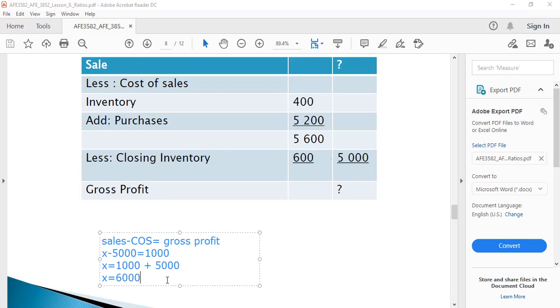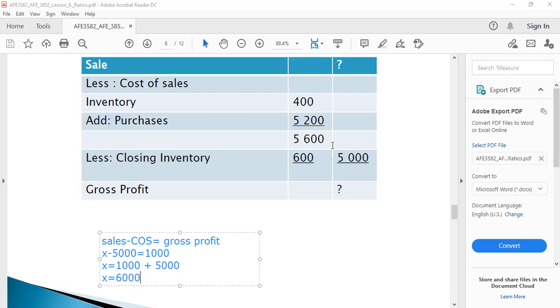Which method will really help? The second one, the one with solving for X. I think this one will work, but it won't work with everything, right? Or will it? It will work with most of the things, calculating your cost of sales, sales, even your purchases.